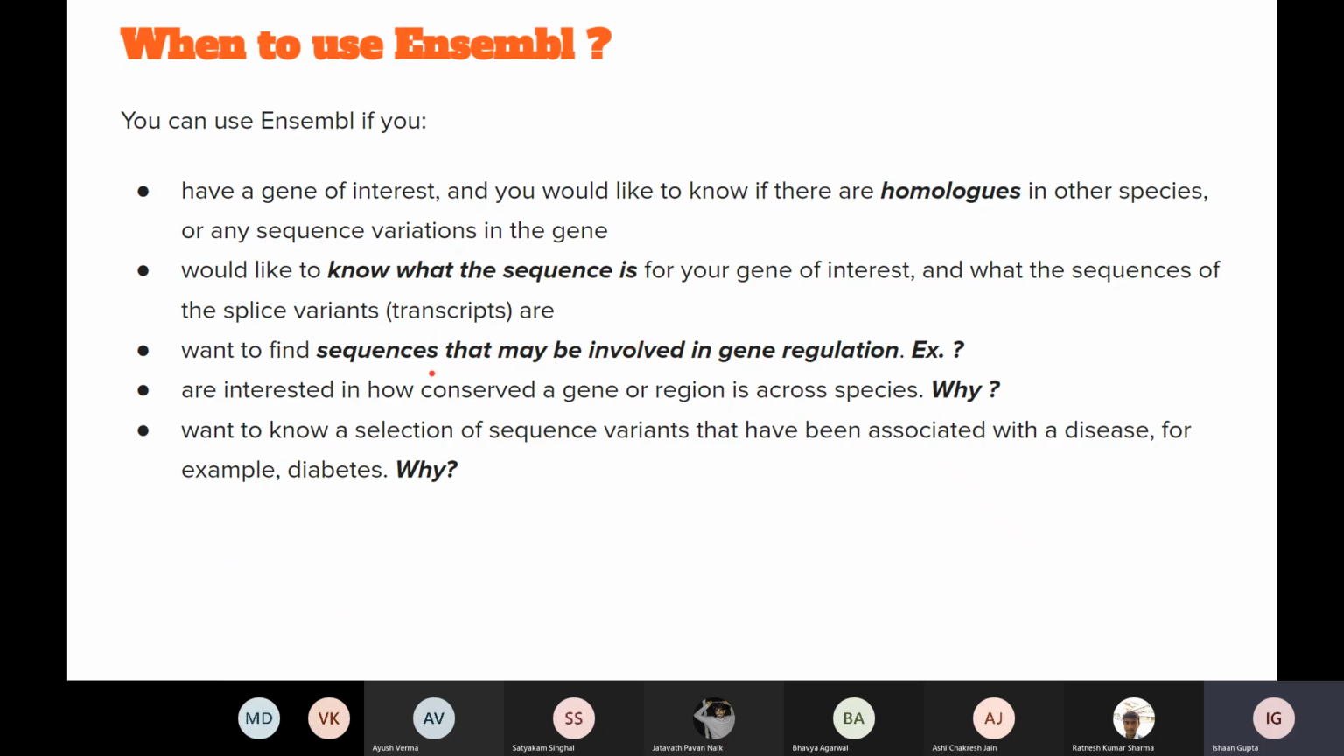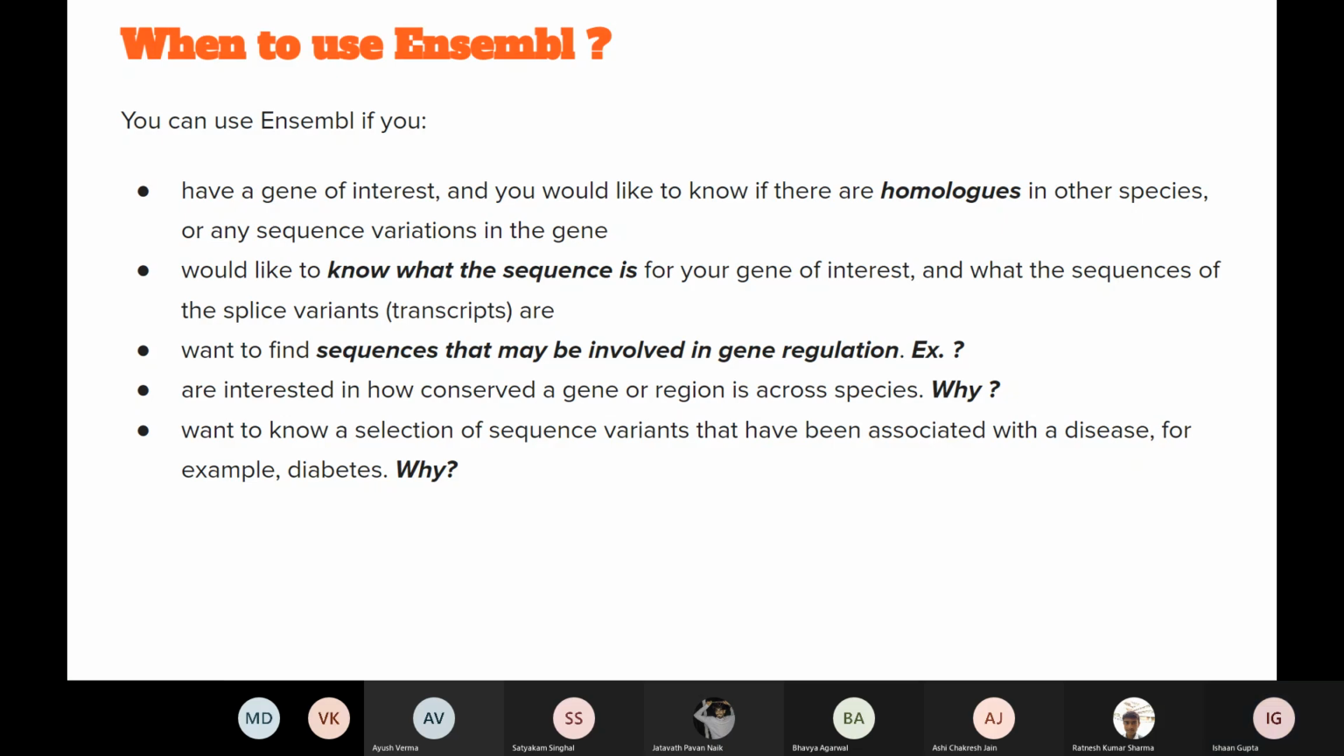It's a single place. If you want to find out what sequences might be involved in the regulation of your gene of interest, such as promoters or enhancers, which are different ways in which you can control a gene, you can find that out. You can find out which regions of your gene are conserved across species, because the conserved regions are most likely evolutionarily or functionally important. That's why evolution doesn't want to lose these regions.